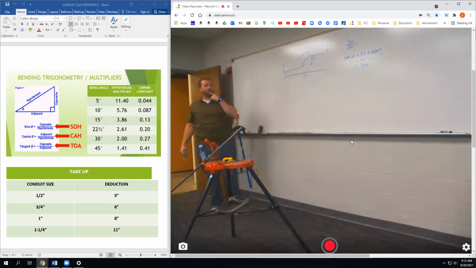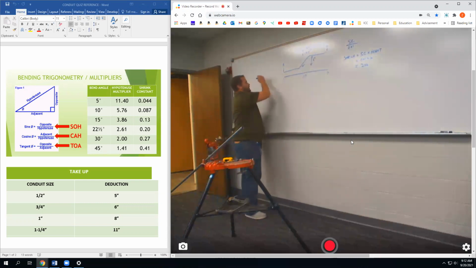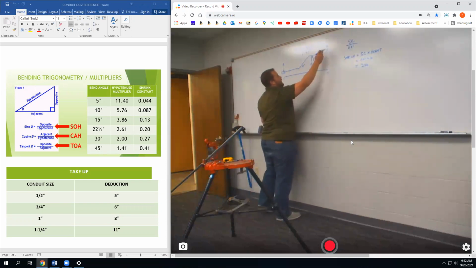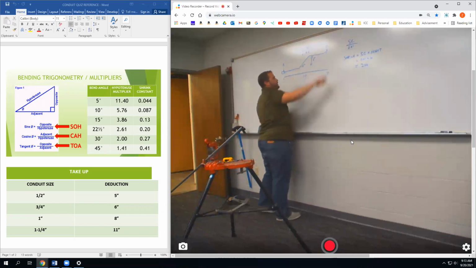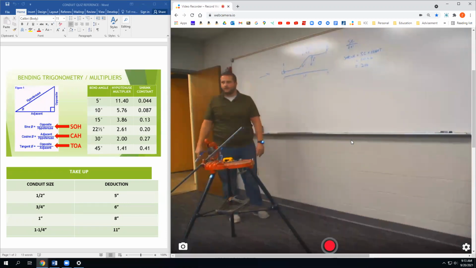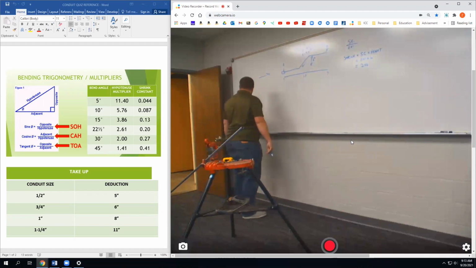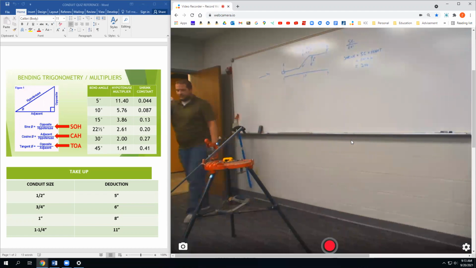Why is that important? Number one, if this was a coupling, so you're running pipe this way and you had a box right here and you measured that, you could hit that coupling right on with a 6 inch bend on a 45. Number two, a lot of times we go over obstruction heights.